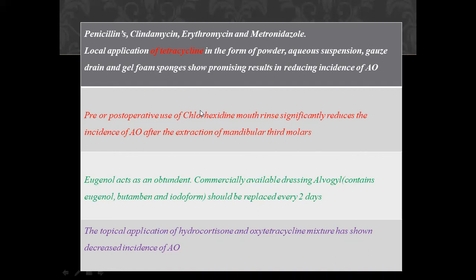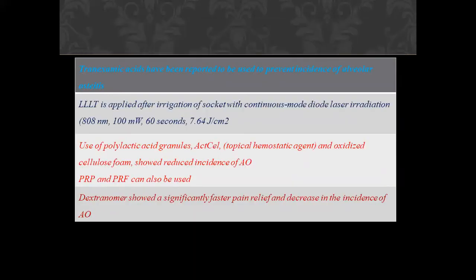Pre and post-operative use of chlorhexidine mouth rinse reduces the incidence of alveolar osteitis, especially after the extraction of mandibular third molars. Eugenol acts as an obtundent; commercially it is available as a dressing material, alveolar gel, which contains eugenol, butamben, and iodoform. The pack should be replaced every 2 days following the extraction. Topical application of hydrocortisone and oxytetracycline mixtures also shows a decreased incidence of alveolar osteitis. Tranexamic acid is reported to be used to prevent alveolar osteitis.